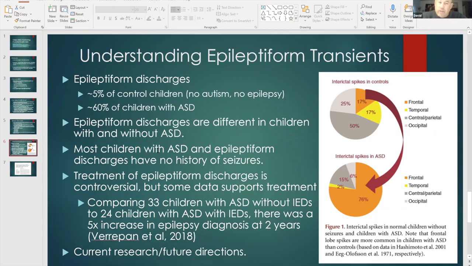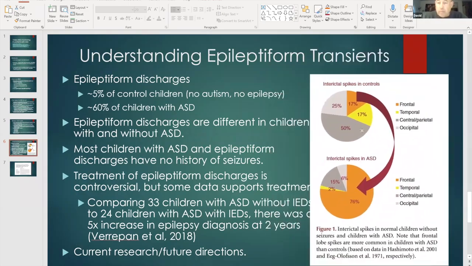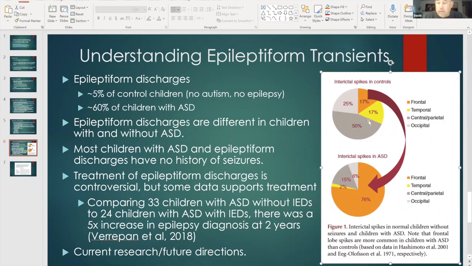There are some interesting differences between the distribution over the head of epileptiform discharges in normal children compared to those with autistic spectrum disorder. As you can see in this image on the right side of the screen, there's significantly more spikes over the frontal lobes in patients with autistic spectrum disorder compared to central and parietal regions in patients who do not have a history of either autism or epilepsy. Again, the incidence of these discharges in patients without epilepsy or autism is significantly lower than those who are affected by autism.